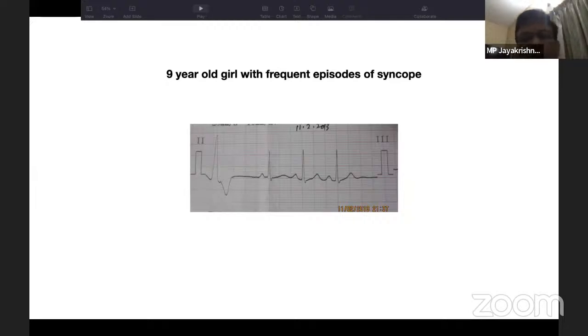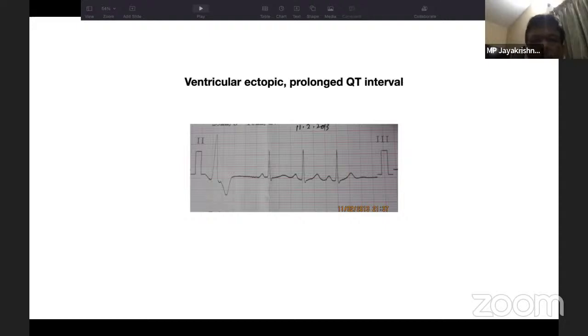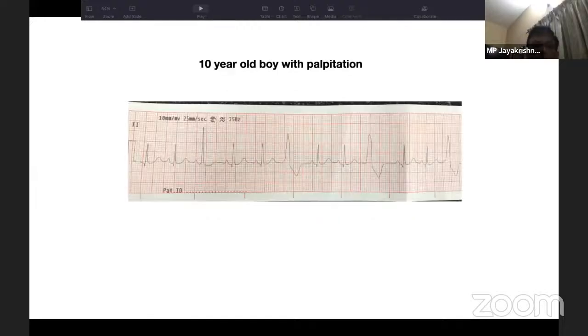Syncope is there in this child. So what is this? It is not just a QT interval, not just a ventricular ectopy. The QT interval, if you measure it, is prolonged also. So prolonged QT interval can again present with ventricular ectopics as a presentation.